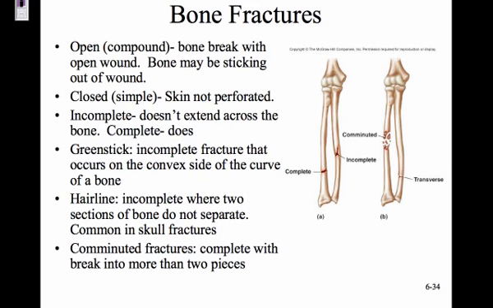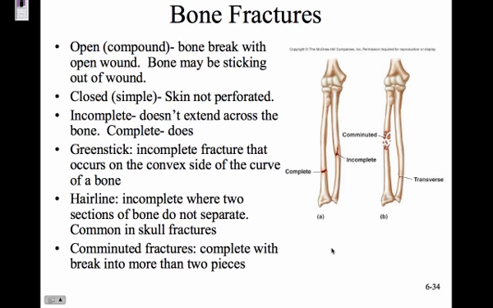A simple or closed fracture is when the skin's not broken, and these are all different types of simple fractures. So incomplete does not extend across the bone, complete does. A greenstick fracture is the incomplete fracture that's on the convex side of the curve. So in this picture, the convex side is on the outside and the inside would be more concave, so the greenstick would be on the outside of that bone.